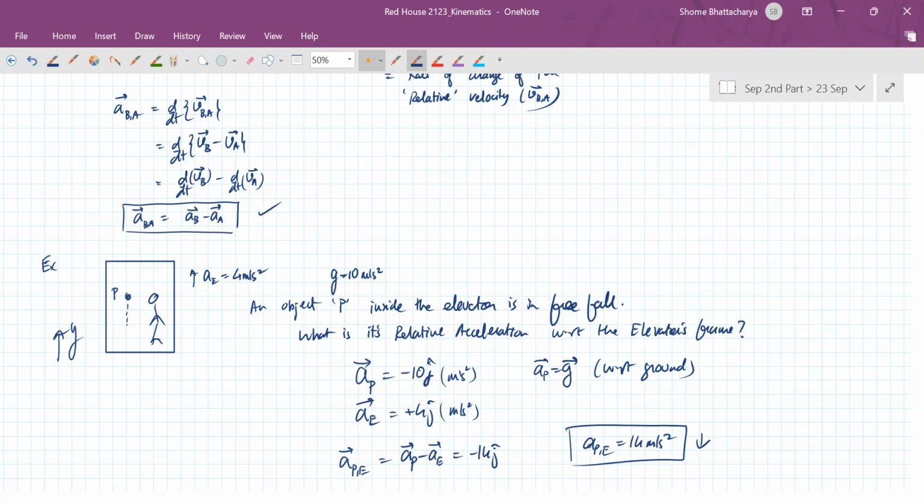Sir, how did that acceleration of particle, you wrote minus 10 j? Because the particle is in free fall, no, beta. So its acceleration is g, no? Yeah. Understood, no? Kinematics of an object in free fall. That's what you mean. Yes, sir.